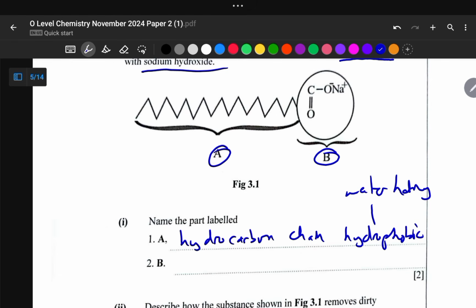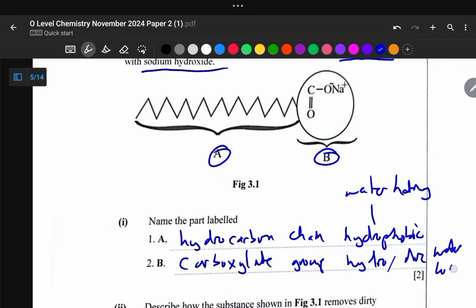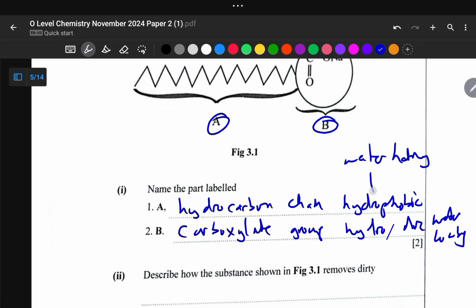And then B, it is what we call the carboxylate ion, or the carboxylate group, which is hydrophilic, water loving. So these are the parts, right?